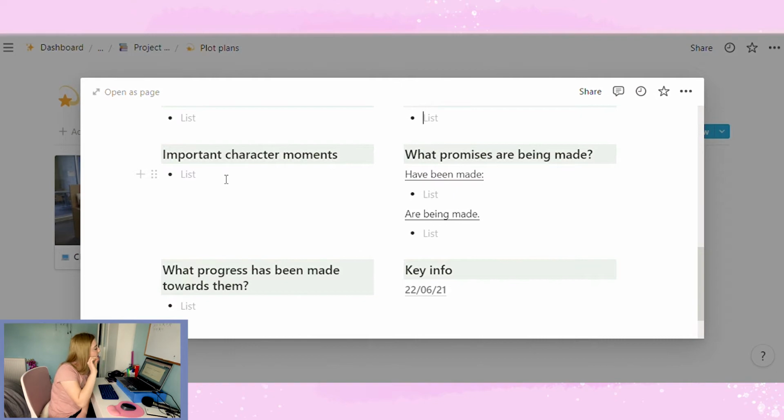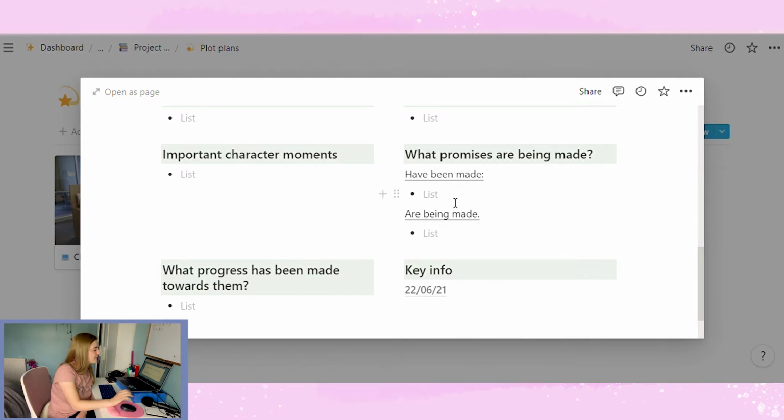The next one is important character moments. What is happening? What is important? What is big? And I don't mean big as like the war started. One of my important character moments is they looked at a person differently for the first time. They realised that actually they did care, they did trust them. It's important things that need to be noted.